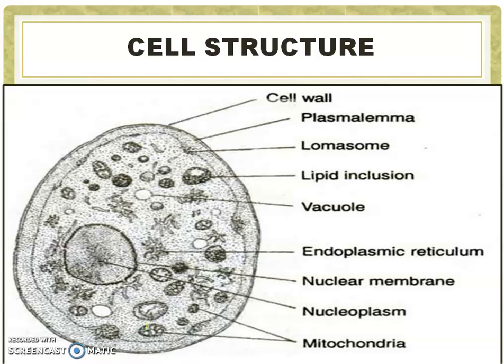Then talking about the cell structure. It is a eukaryotic cell. It has a cell wall, which is made up of either chitin or cellulose, and the rest of the body structures are that it has all types of organelles and cell inclusions. So it is a complete cell.